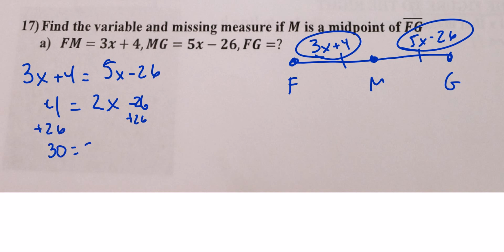I get 30 equals 2x. So x equals 15. I just used PEMDAS in reverse. If that was too fast, let me know.